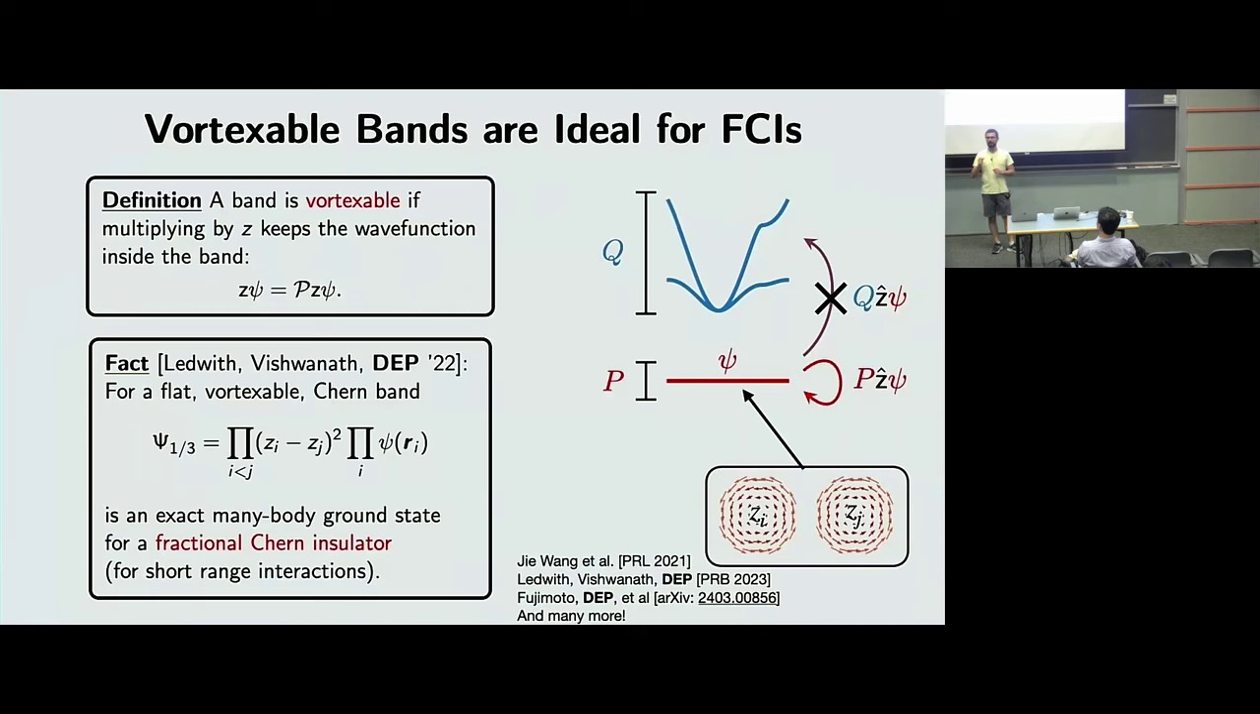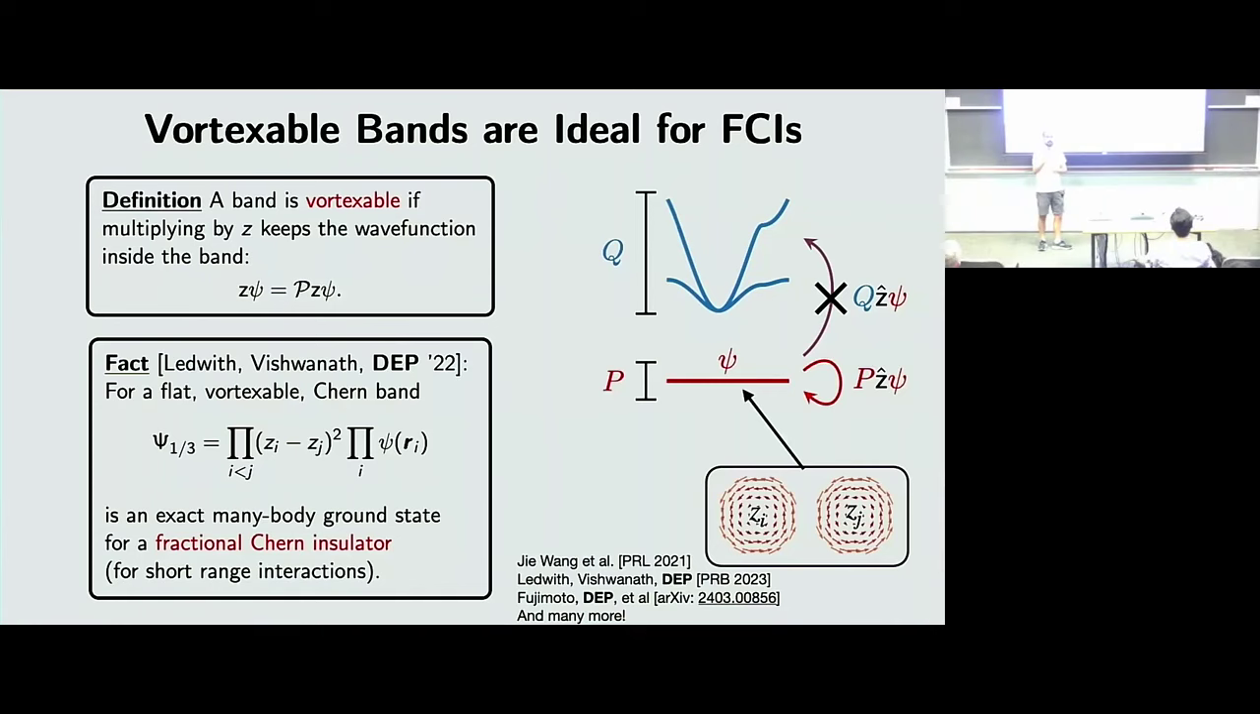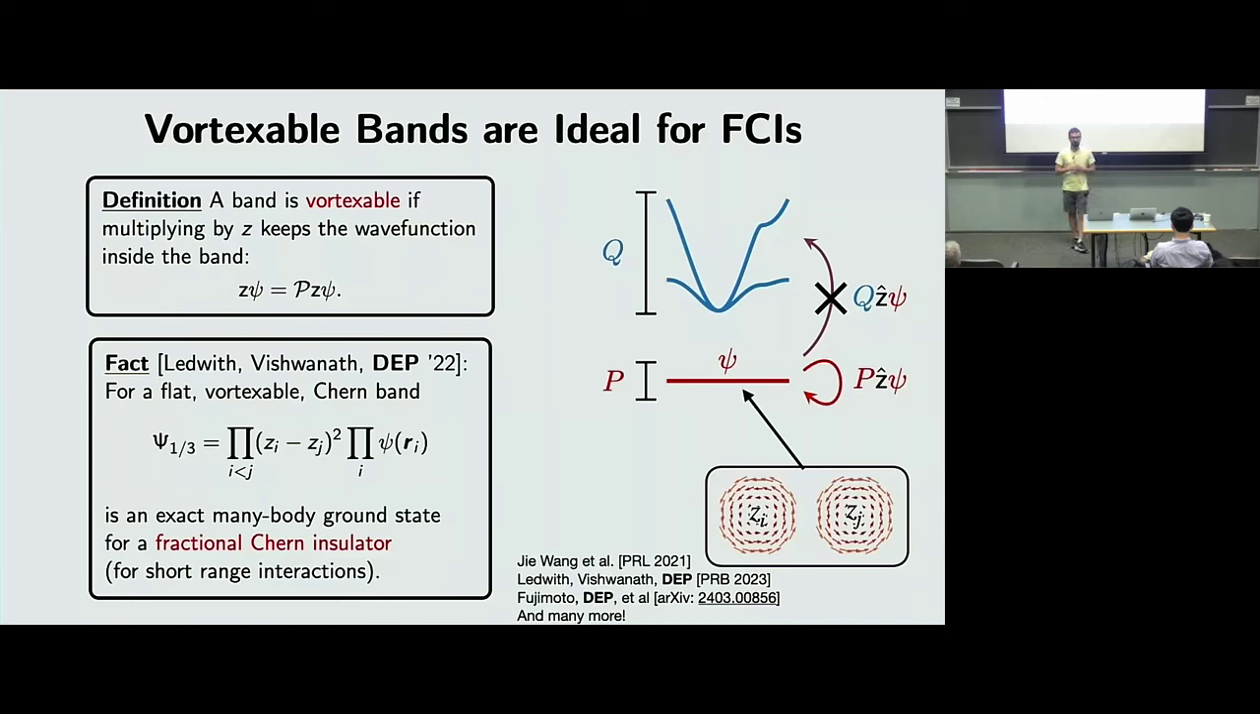A vortexable band is a band where if you shine right circularly polarized light on it, you will see no interband excitations. Or in more mathematical terms, if you take a vortexable band and multiply by z, x plus iy, then you will get another wave function within the same band subspace. So this property is, it turns out, what you need to mimic the lowest Landau level in a very crucial respect. And just one example of why that's good is you can do the following construction.